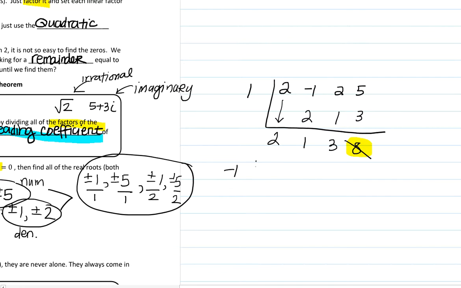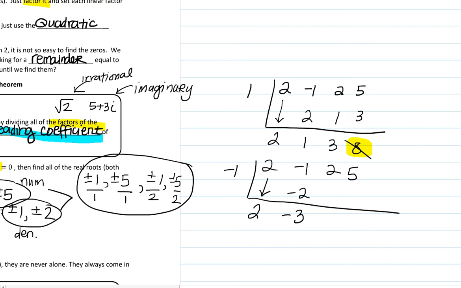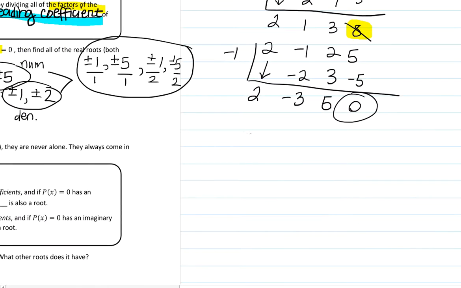Next, let's try -1. Same setup, just now I'm trying -1. Bring it down, multiply. Add, multiply. And look at that, I found a 0. Okay, so once you find that 0, we're going to use the rest of this to help us figure out the rest. This -1 that we found comes from a linear factor of x plus 1.